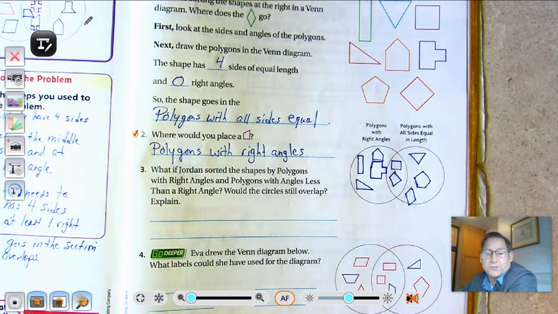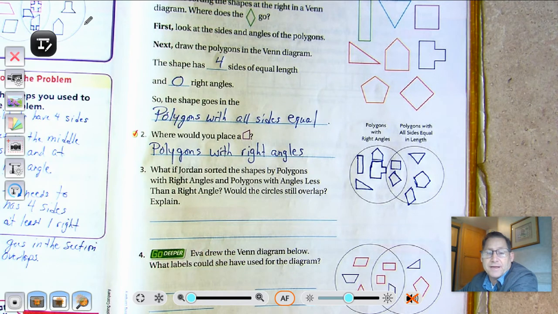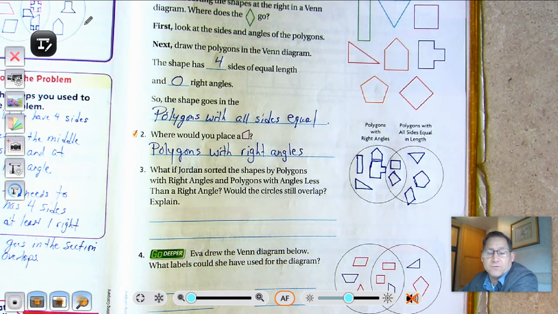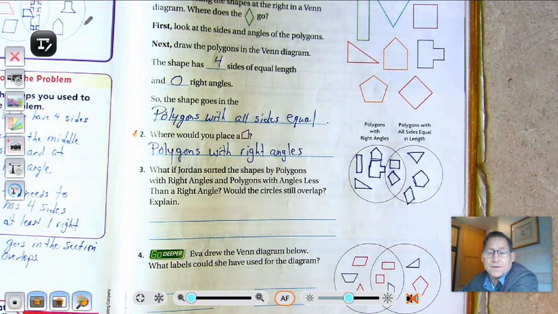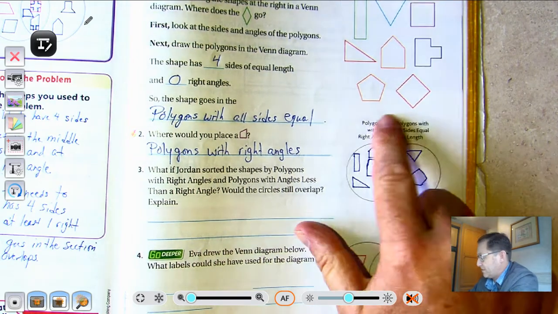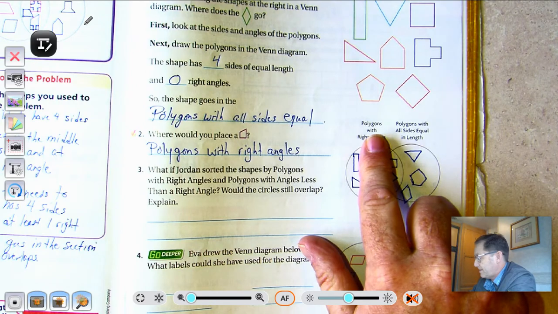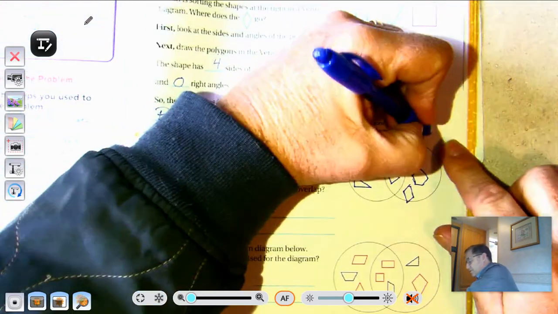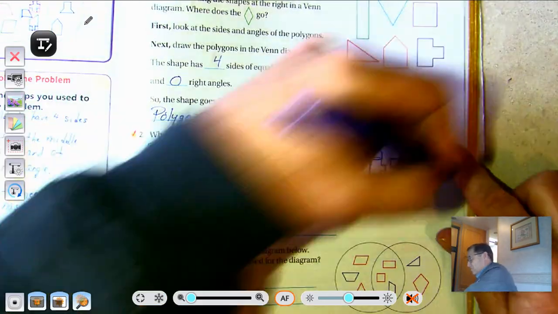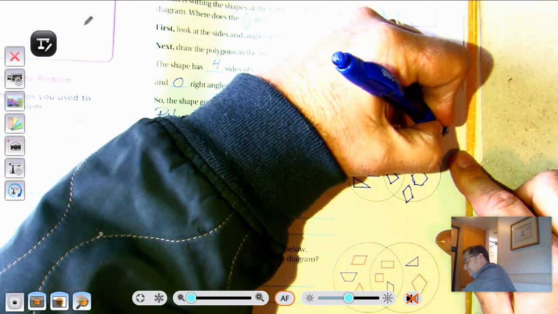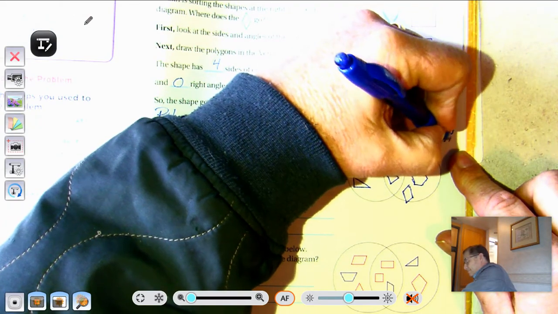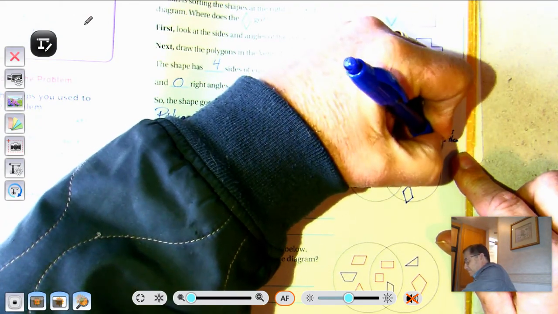What if Jordan sorted the shapes by polygons with right angles and polygons with angles less than a right angle? Would the circles still overlap? Polygons with right angles. So he's keeping that title, and he's changing this to angles less than a right angle.